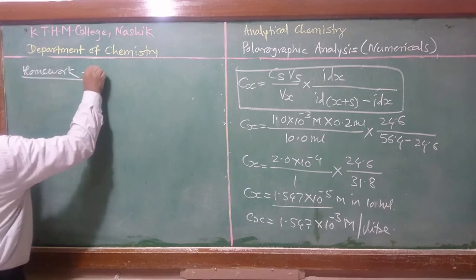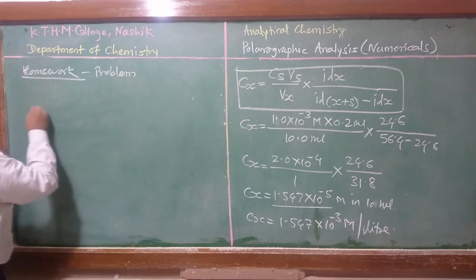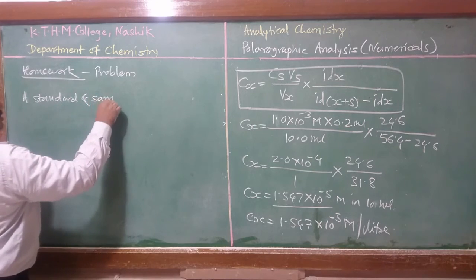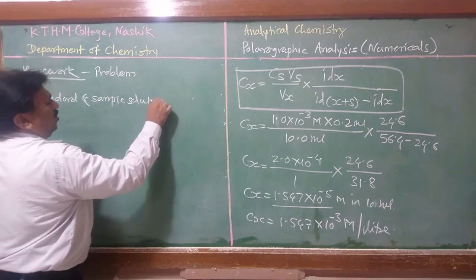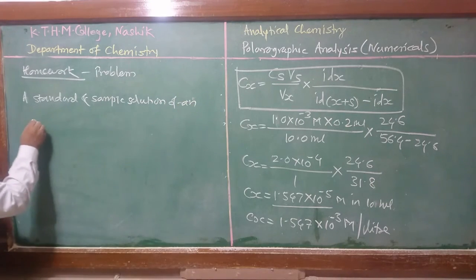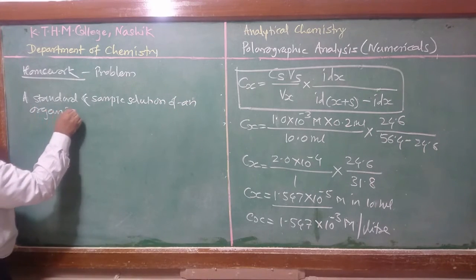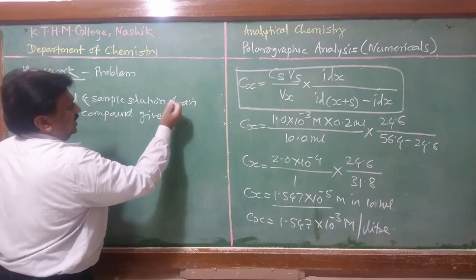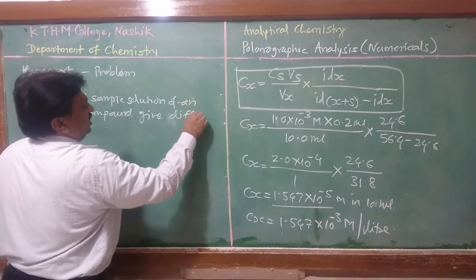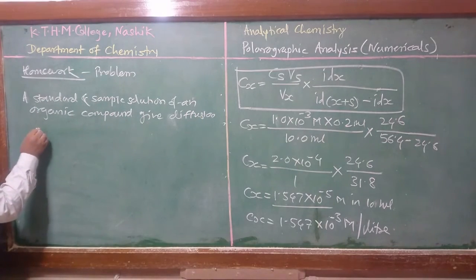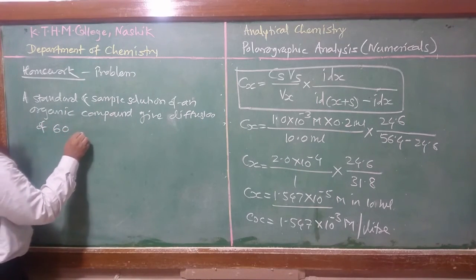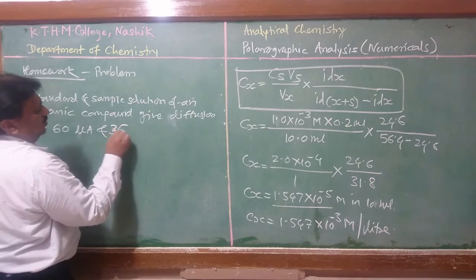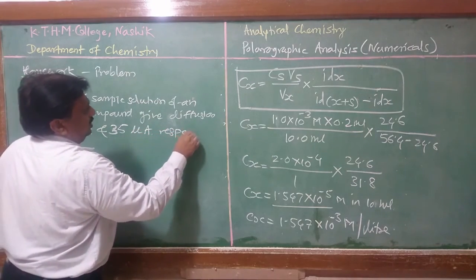That is again a numerical problem. A standard and sample solution of an organic compound gives diffusion current of 60 microampere and 35 microampere respectively.